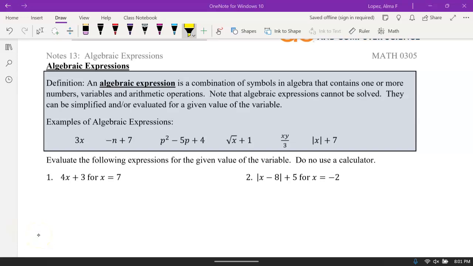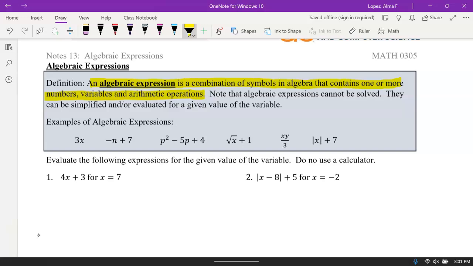In Notes 13, we're going to get to talk about algebraic expressions. Let's define one first. An algebraic expression is a combination of symbols in algebra that contain one or more numbers, variables, and arithmetic operations. These are examples of algebraic expressions.